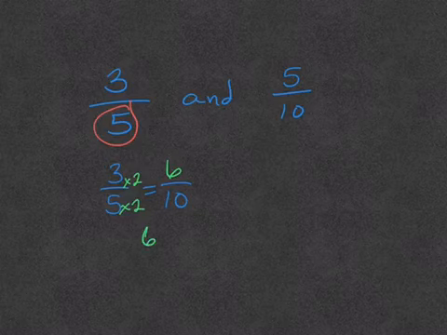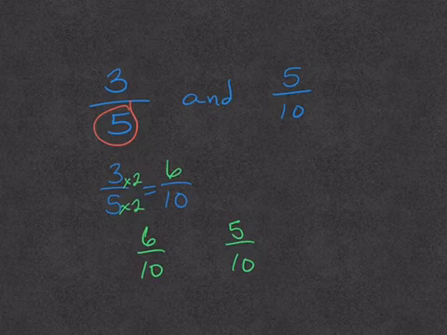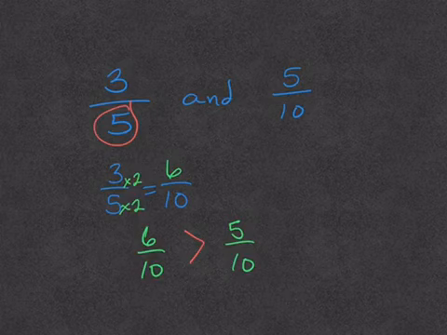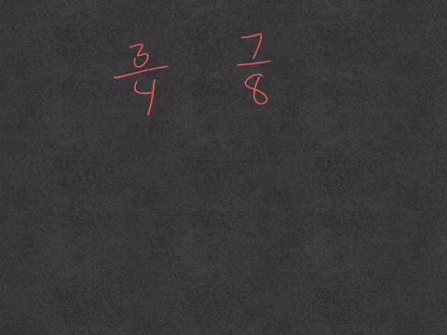Now that I have 6/10, I can compare it to 5/10 quite easily because the denominator is the same. When I'm looking at 6/10 and 5/10, I know that 6/10 is more than 5/10 because the numerator is larger. Let me do another one of those for you. So again, we are just looking for common multiples of the denominator. So if I had, let's say, 3/4 and 7/8, and I want to know which one is bigger.